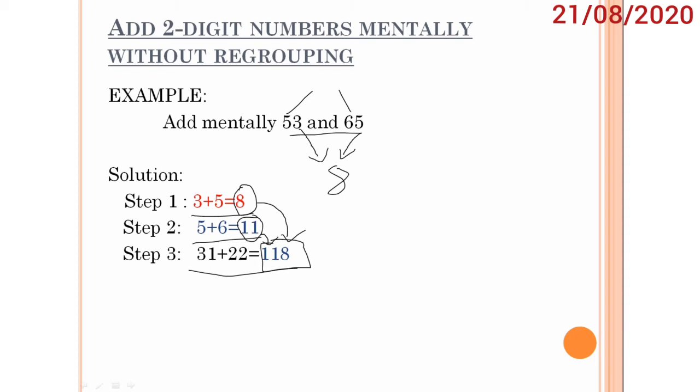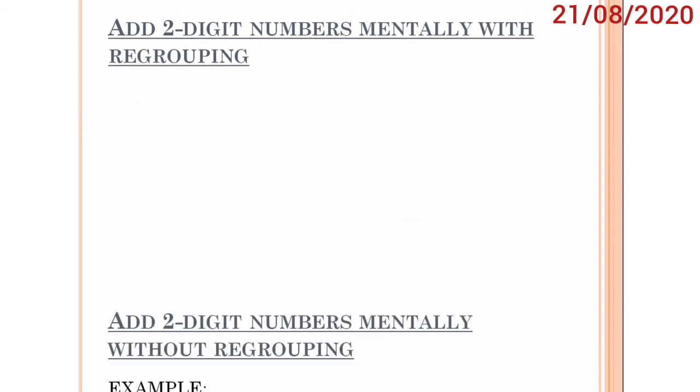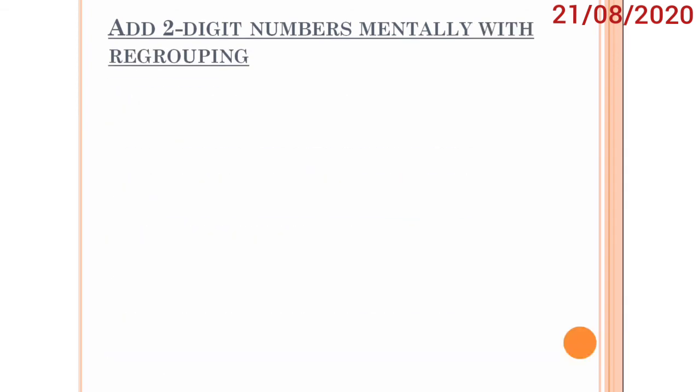Now let us start the next topic, that is add 2-digit numbers mentally with regrouping. For this we will be solving a few examples, which will help us to understand how to add 2-digit numbers mentally with regrouping. So example number 1. Add mentally 29 and 56.